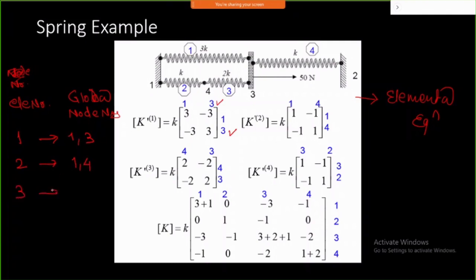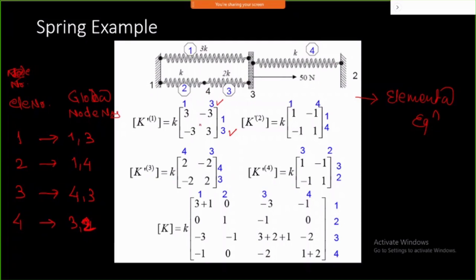Element number 3 is constructed using 4 and 3, so that is 4 3. And element number 4 is constructed using 3 and 2. I'll write 3 and 2. Don't worry about this sequence. Later on it will get adjusted. You need not worry about it.